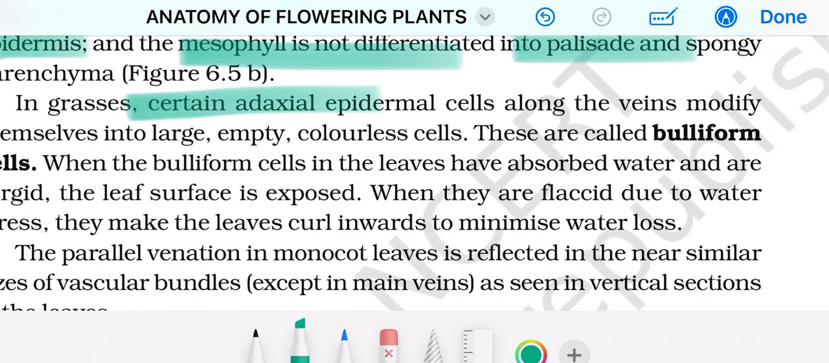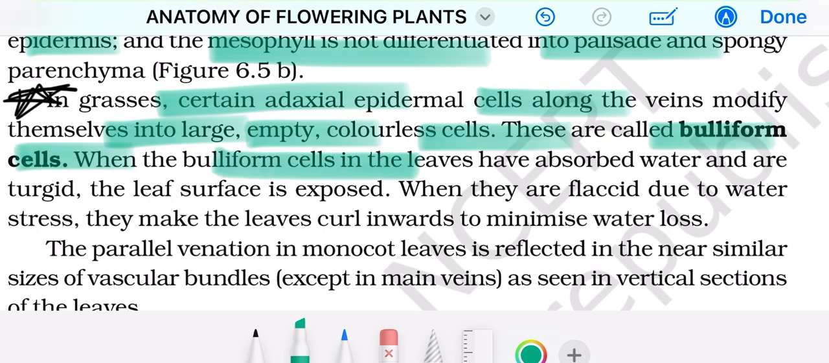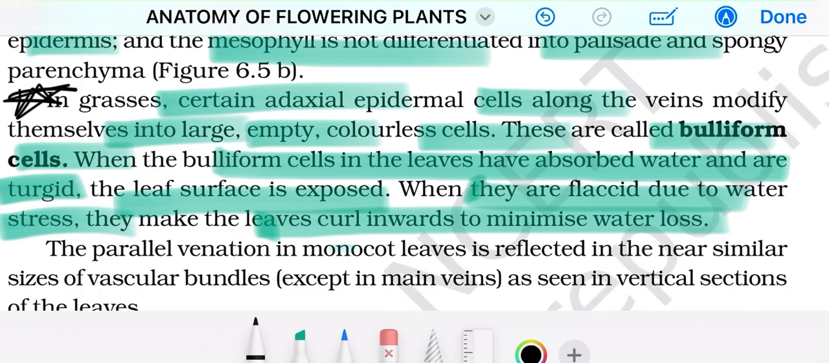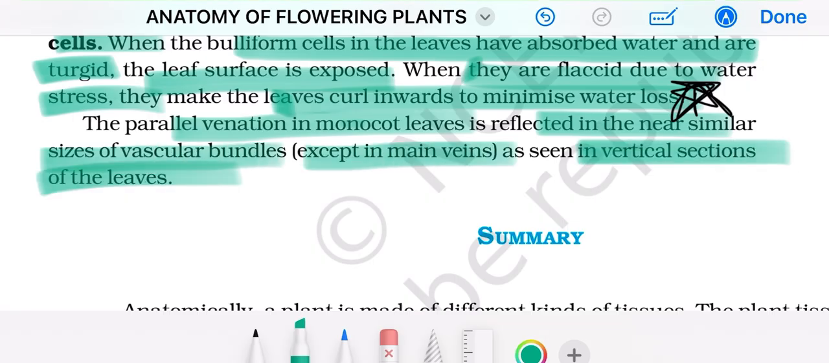In grasses, certain adaxial epidermal cells along the veins modify themselves into large, empty, colorless cells. These are called bulliform cells. When bulliform cells in the leaves have absorbed water and are turgid, the leaf surface is exposed. When they are flaccid due to water stress, they make the leaves curl inwards to minimize water loss. The parallel venation in monocot leaves is reflected in the near similar sizes of vascular bundles except in main veins, as seen in vertical section of the leaf.